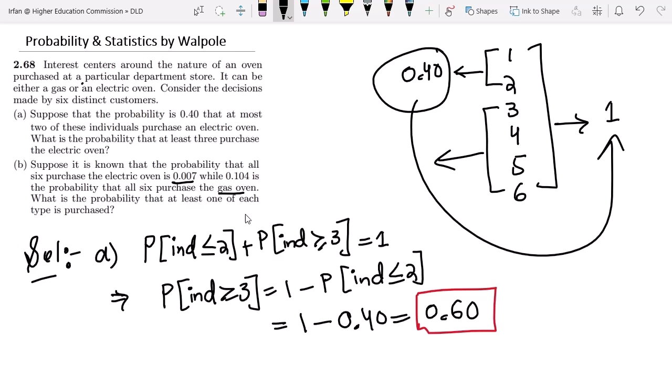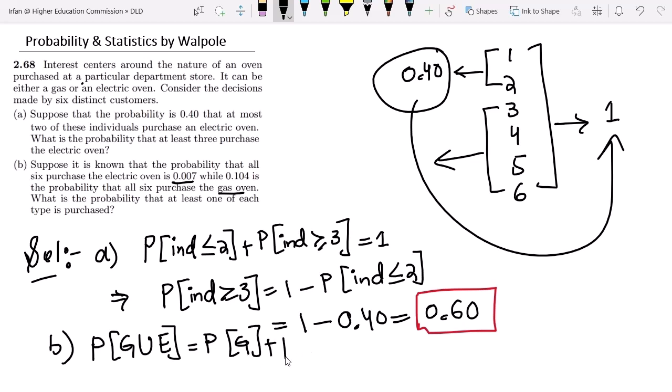So what is the probability that at least one of each type is purchased? Let me first see what is the probability that all purchase either the gas oven or the electric oven. It would be the probability of G plus the probability of E. Now let me put in their values, which are given here. The electric oven is 0.007, and the gas one is 0.104. Adding them I will get 0.111. Okay, so this is this one.